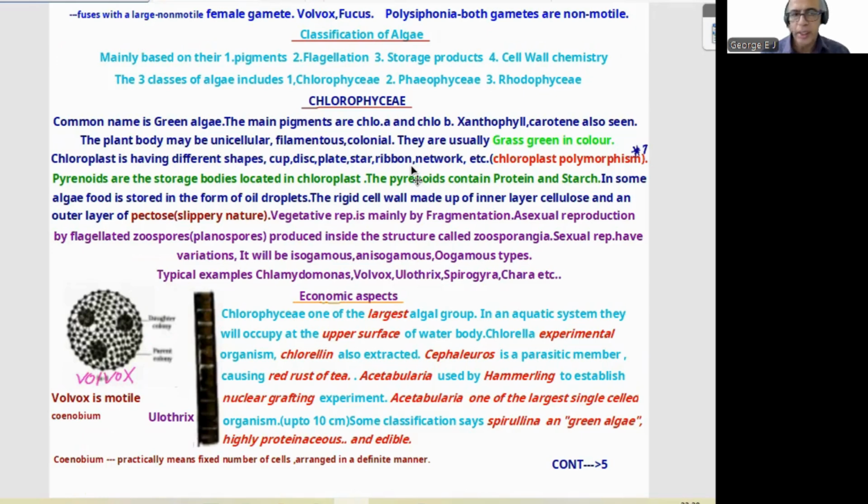I think that idea is clear. Remember, under isogamous 2 items will be there. One is Ulothrix, one is Spirogyra. Ulothrix is flagellated, similar in size. Spirogyra is non-flagellated. This is an important question, NCERT based.